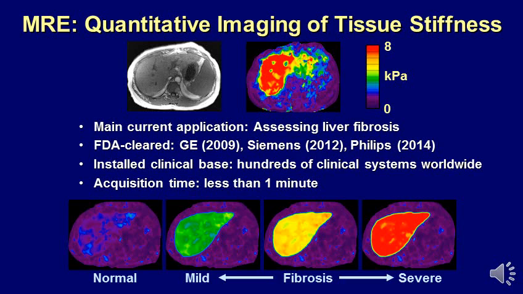Magnetic resonance elastography is a quantitative technique for imaging the mechanical properties of tissue. Its main current application is assessing liver fibrosis. It's been available commercially as an upgrade for conventional MRI scanners since 2009 and is now widely available from at least 3 MRI manufacturers. It's a quick procedure with an acquisition time of about 1 minute.